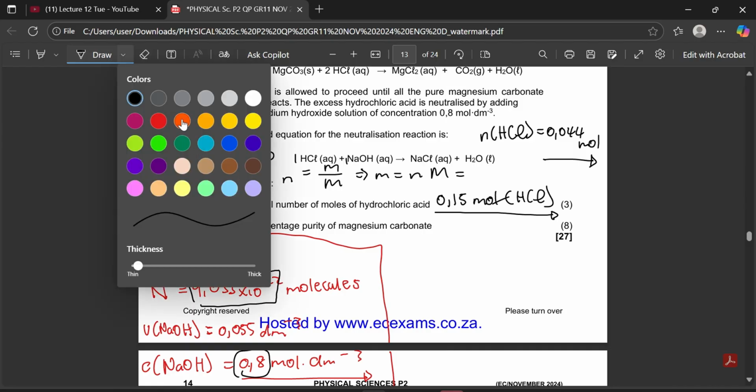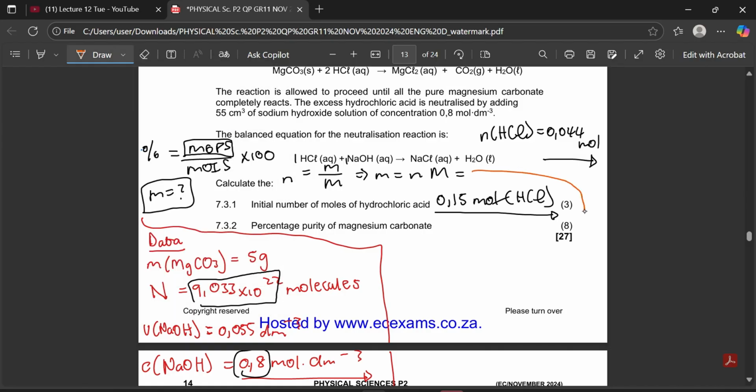So from here, I can take this and bring it down here. So I have m equals the number of moles, 0.044, times my molar mass. What's the molar mass of sodium hydroxide? 40. So I get 40 times 0.044. That should give me an answer of 1.76 grams. These are the grams that are pure.